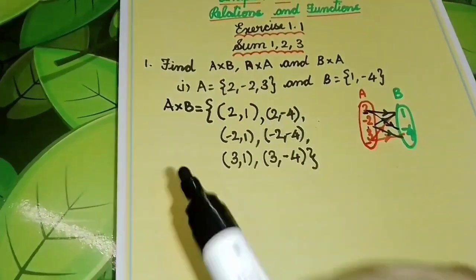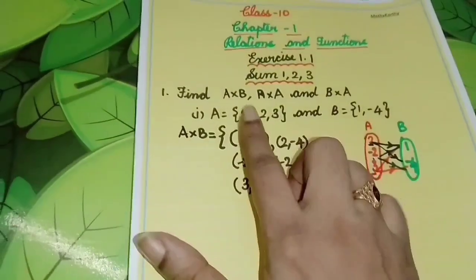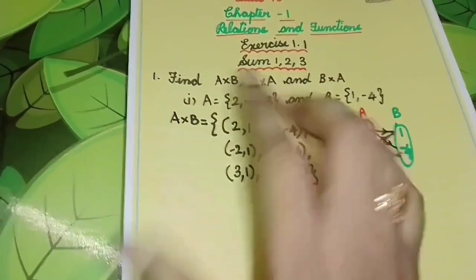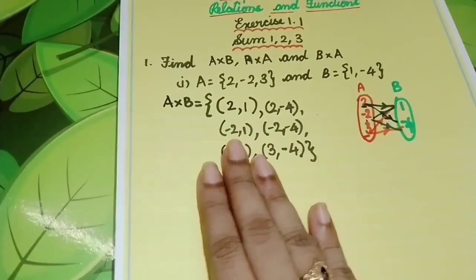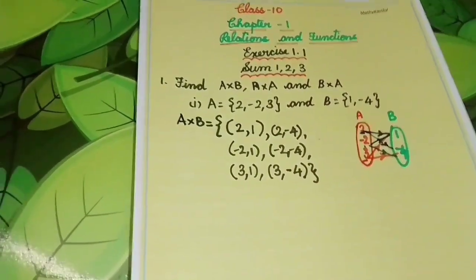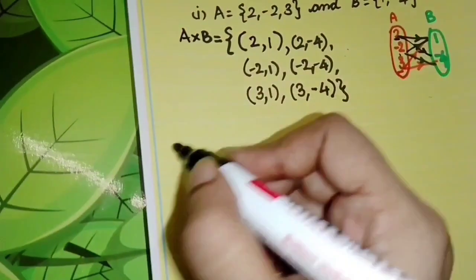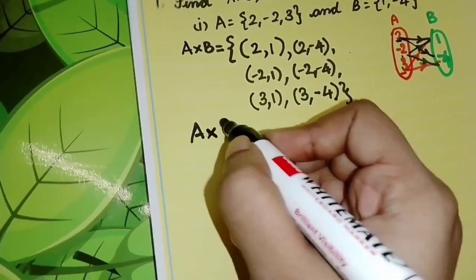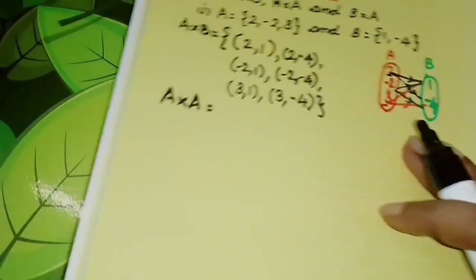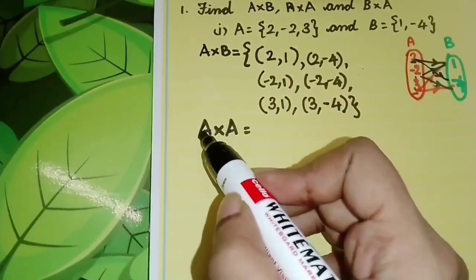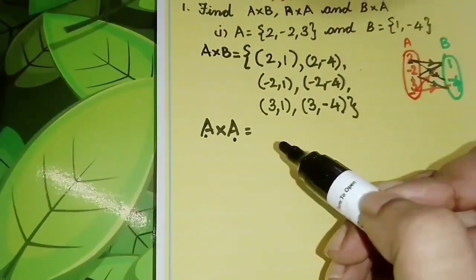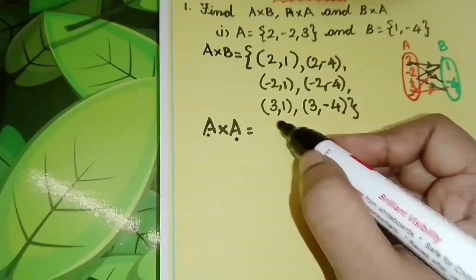We are asked to find three things. What are those three things? A cross B, A cross A, and B cross A. First, we have found A cross B. Now we are moving on to find A cross A. What is A cross A? What does it actually mean? A cross A is nothing but the cross product of A with itself. To avoid confusion, what we are going to do first is write like this.